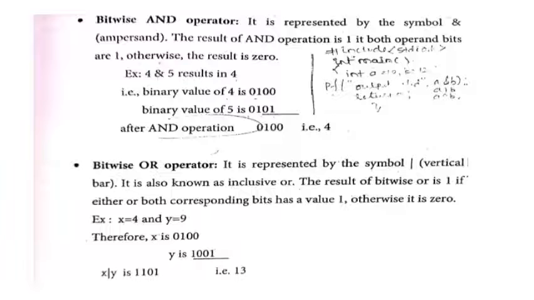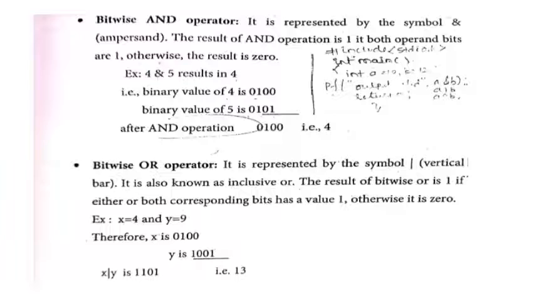Now the bitwise OR operator. It is represented by the vertical bar symbol, or we can call it the pipe. A single vertical bar is also known as inclusive OR. The result of bitwise OR is 1 if either or both corresponding bits have the value 1, otherwise it is 0.